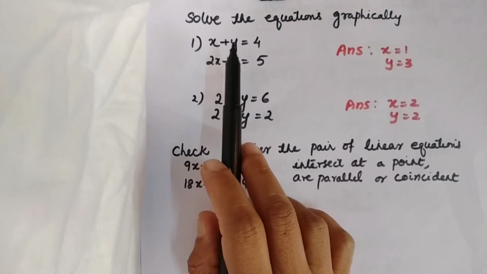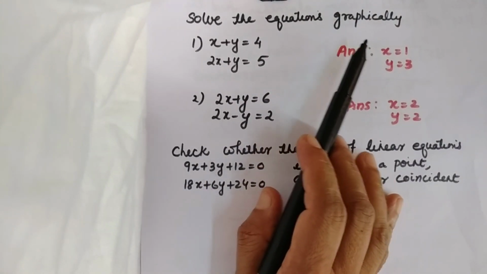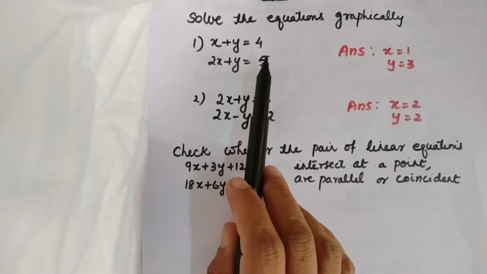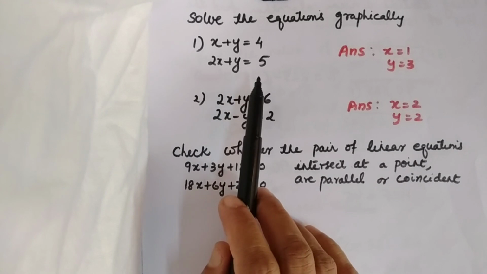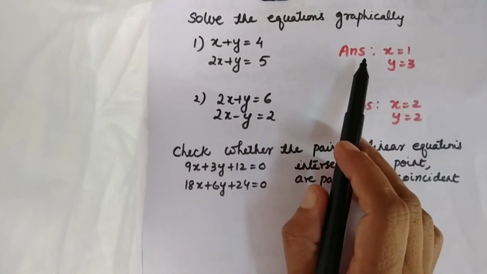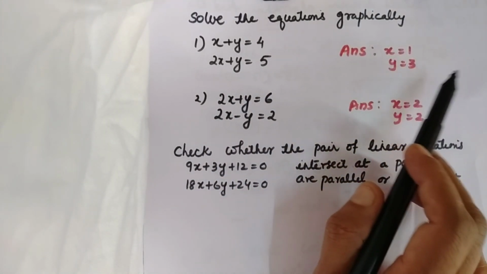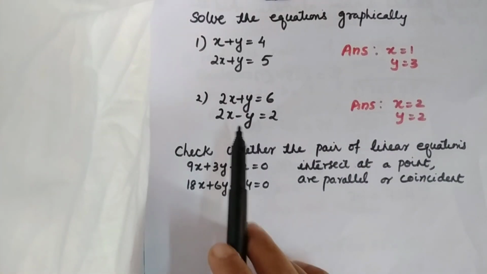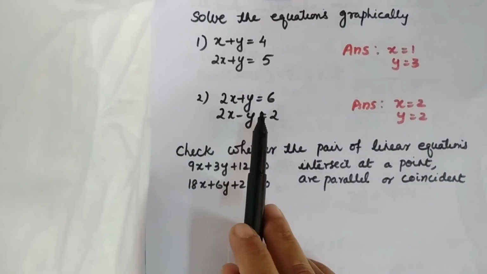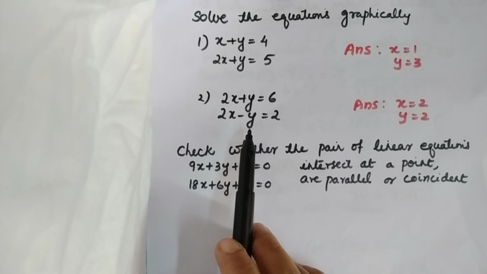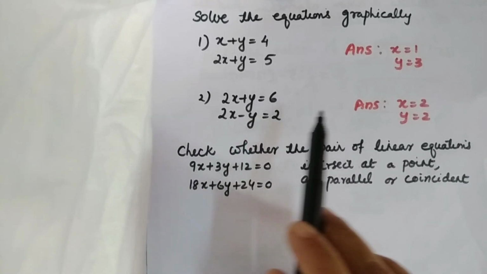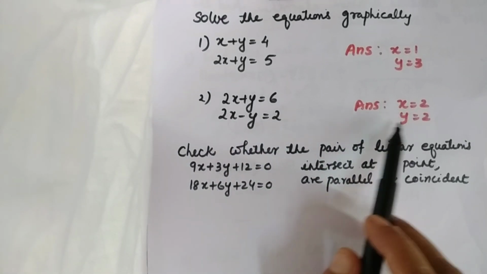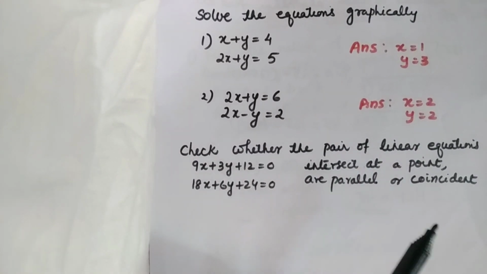Now similarly, you will solve these equations graphically. First is x plus y equal to 4, 2x plus y equal to 5, and you should get the answer as x equal to 1 and y equal to 3. Check the answer. And second question is 2x plus y equal to 6, 2x minus y equal to 2. You should get the answer as x equal to 2, y equal to 2. That is homework for you.